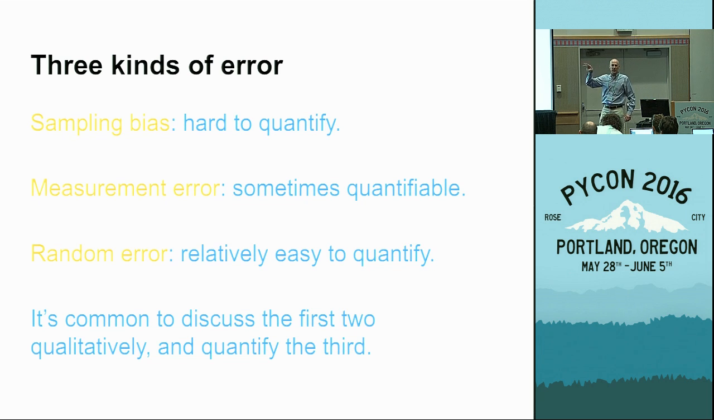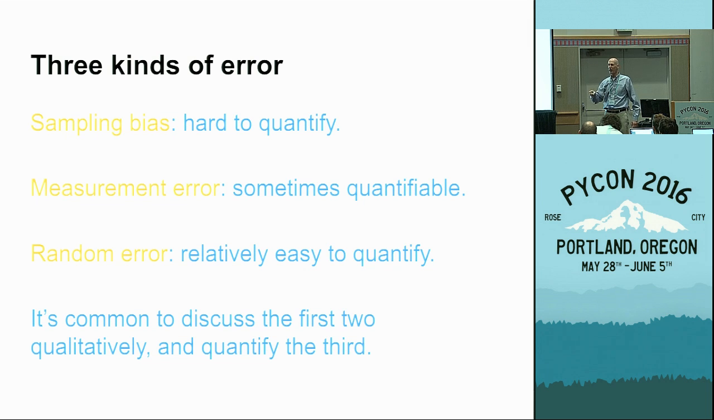In most real-world scenarios, sampling bias is important and large. Measurement error depends on the scenario. Sometimes it's important and large, sometimes it's not, if it's something that's easy to measure. And random error is usually the smallest and least important of the 3. However, random error has one thing going for it, which is that it is easy to quantify, and therefore it is what people spend all of their time concentrating on.